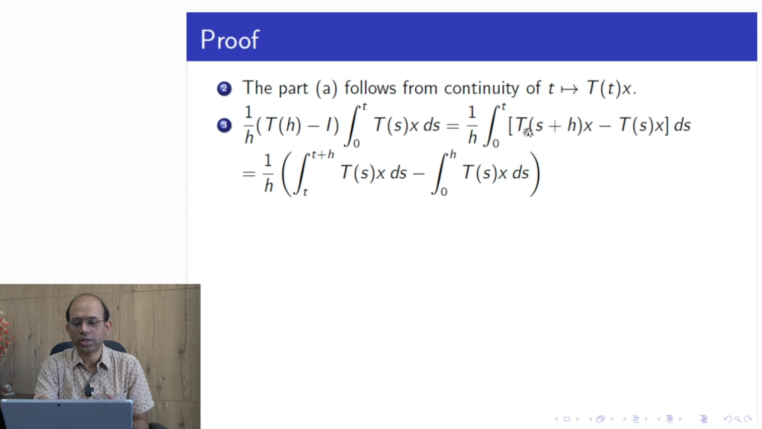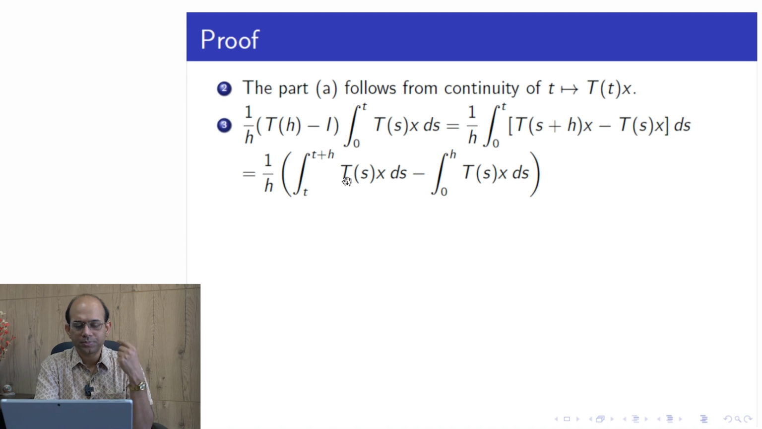Okay, so the way to get this is to write this difference as the difference of two different integrations, and then subtract those integrations. And then you get 1 over h integral t to t plus h of T_s x ds minus 0 to h T_s x ds. So here what we have obtained is a very small tiny subinterval, t to t plus h. Here also a tiny subinterval, 0 to h. Okay, but 1 over h is also there.